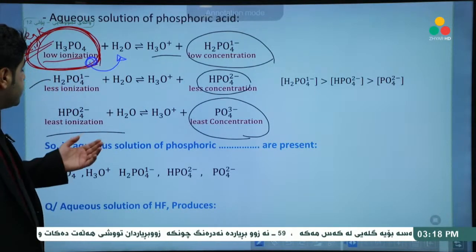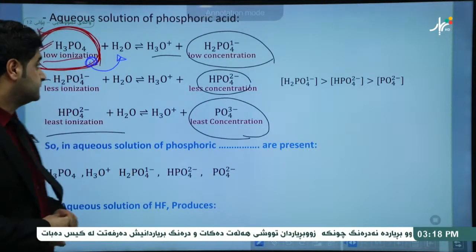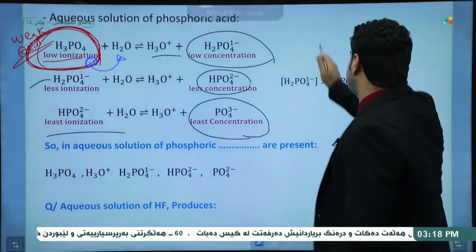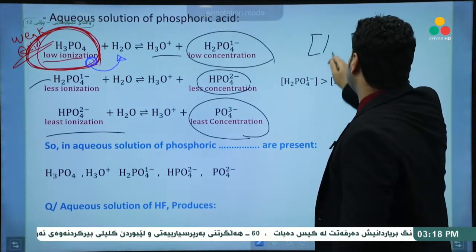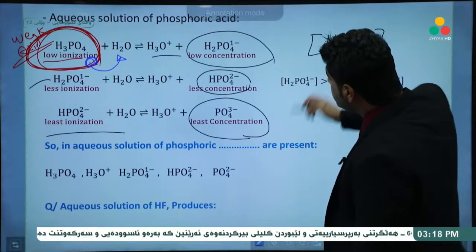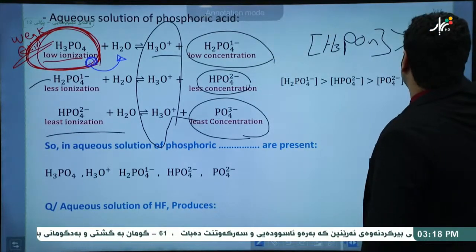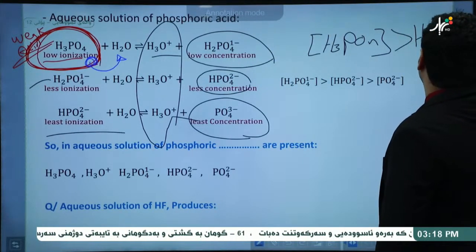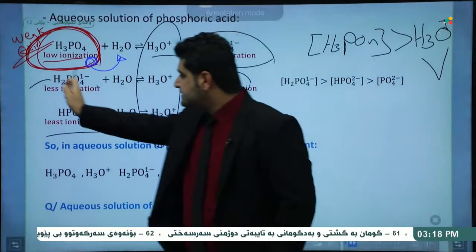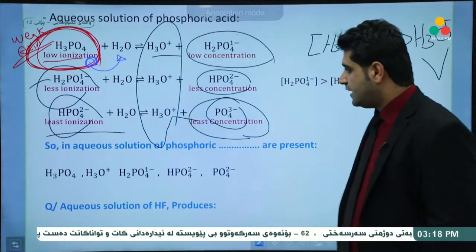Now let's arrange them according to the increasing or decreasing concentration. Well, the maximum concentration is the electrolyte by itself, which is phosphoric acid, H3PO4. It's a weak electrolyte. And then we get hydronium ion in all steps. So then hydronium ion, H3O+. Then the reactant of the next step, then reactant of the next step, and then the last one.